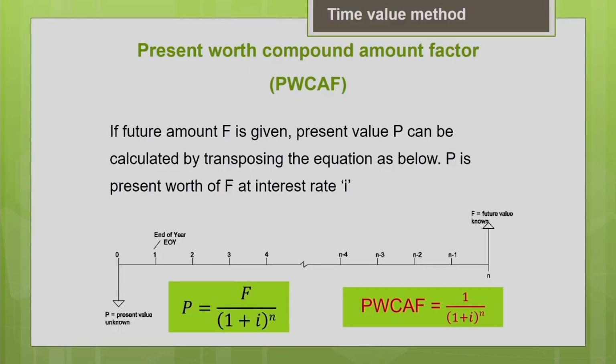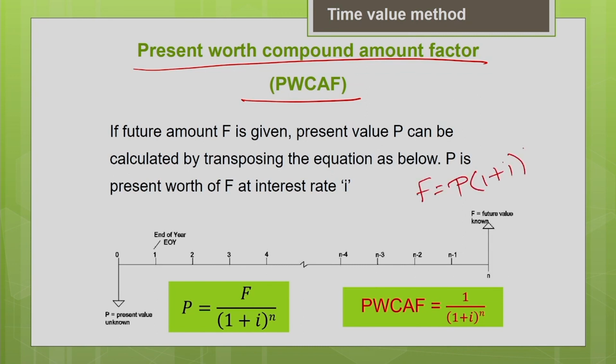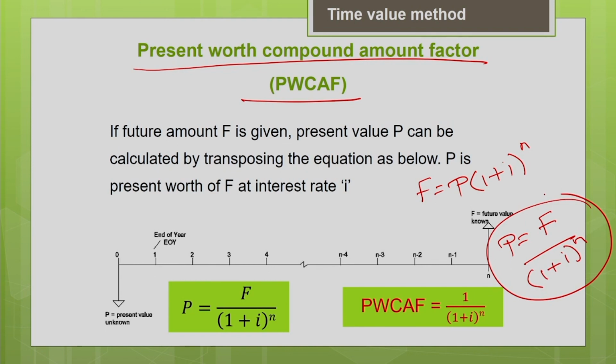Now the next important factor which we are going to discuss is the present worth compound amount factor. It is just the inverse of what we discussed so far. So what is the single payment compound amount factor? F equal to P into (1 plus i) per n. So now to find the present value, you just transpose the equation: P equal to F divided by (1 plus i) per n. This gives the present value. In this case, the present value is unknown, but the future value is known. It is just the inverse of the earlier case.